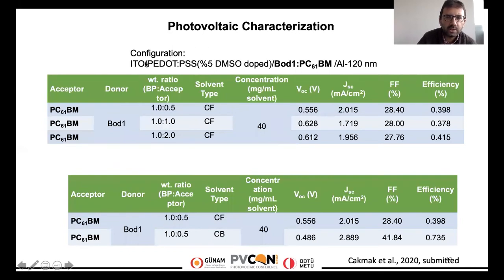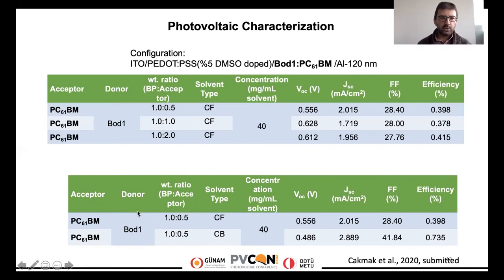And here is some photovoltaic characterization. Our configuration is ITO, on top of that PEDOT:PSS, and we have used either BOD1 or BOD2 with PC71BM as an acceptor, and later on aluminium as a counter electrode. Here you see that first we looked at the weight ratio of the BODIPY and the acceptor. 1 to 0.5, 1 to 1, and 1 to 2 donor and acceptor ratios have been applied, and we first used chloroform as a solvent and got efficiencies around 0.4, and they are nearly the same. So we said that the weight ratio is not generally changing the efficiencies too much.